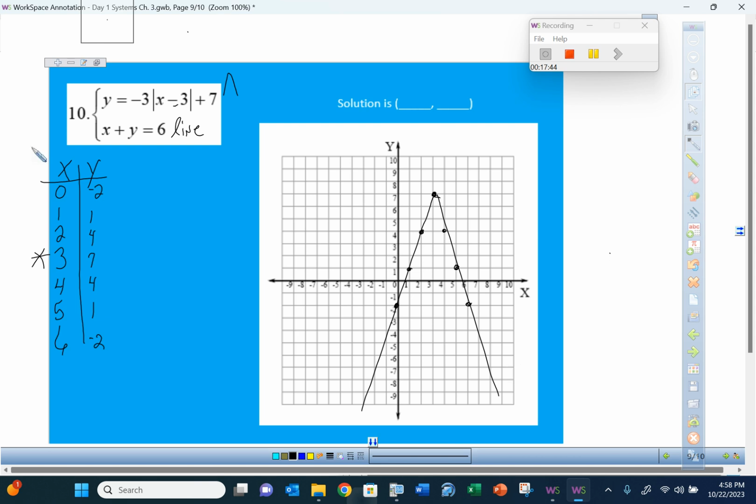So I was able to use my graphing calculator because it's a parabola or a V-graph. Now in the x plus y equals 6, it's not. So let's solve this for y. I'm going to subtract 1x from both sides. And then I'm done with this one.